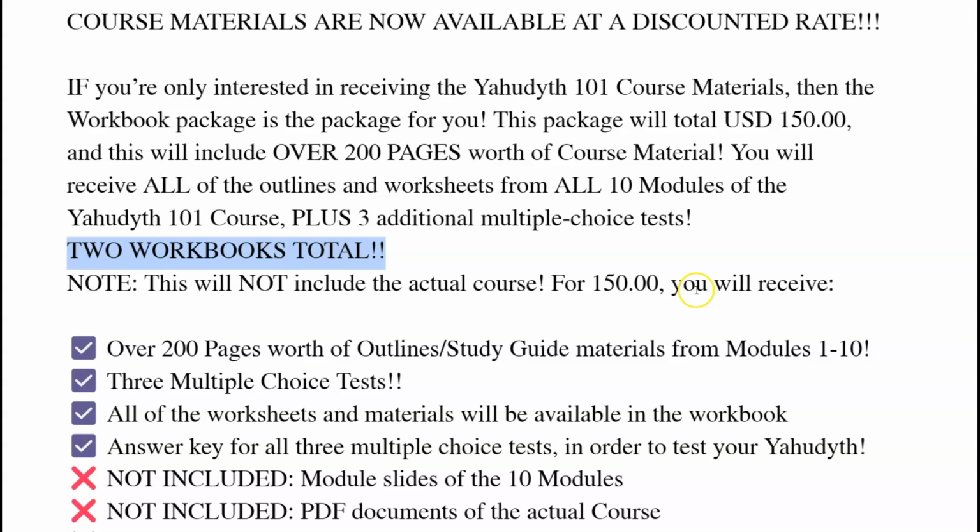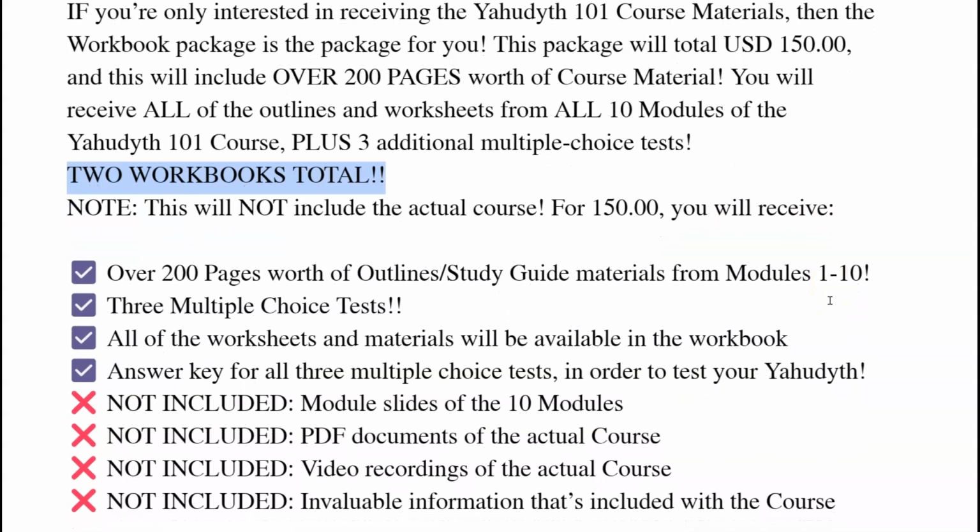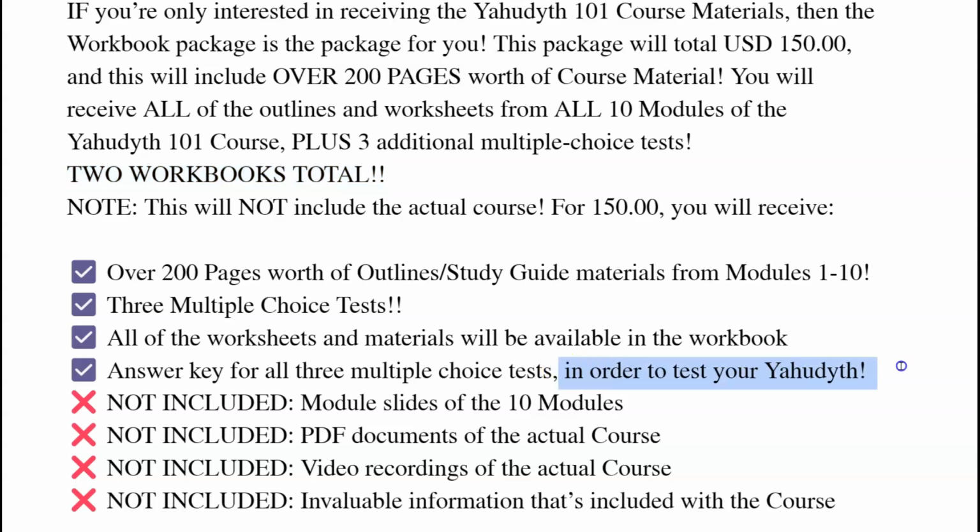So for $150, you will receive over 200 pages worth of outlines and study guide materials from modules 1 through 10, 3 multiple choice tests. All of the worksheets and materials will be available in the workbooks, plus an answer key for all 3 multiple choice tests in order to test your Yahudyth knowledge as well.